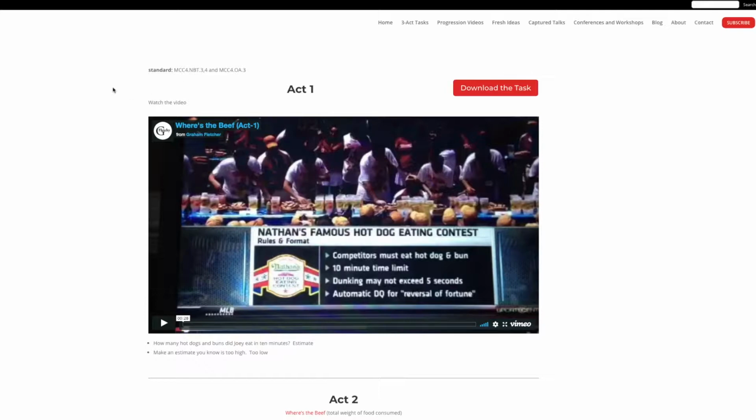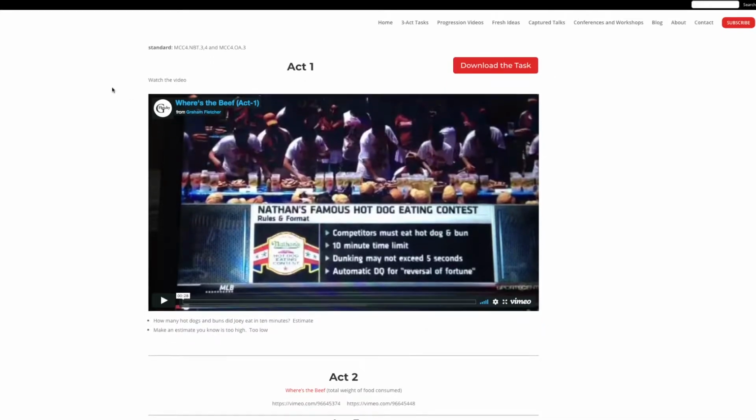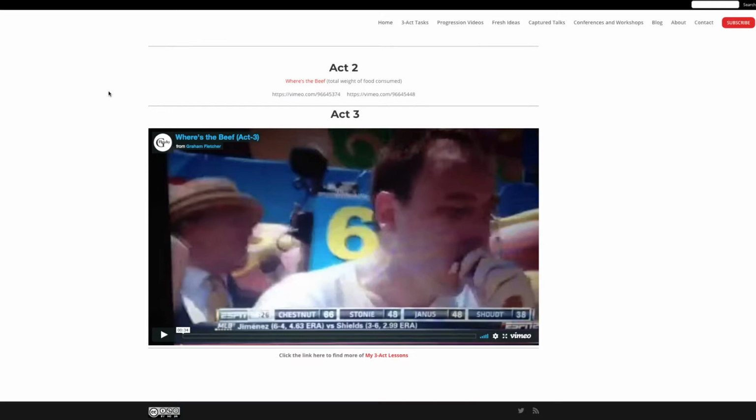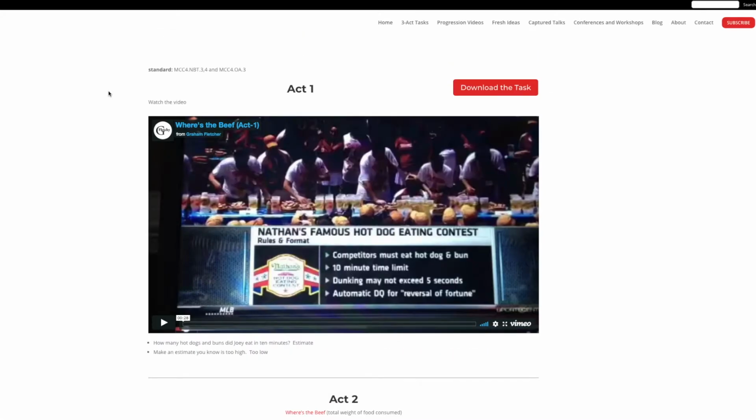So when you open up the 3-Act tasks, this is what it looks like. There's 3 acts, 3 sections. When I'm first introducing these, I like to spread one task out over the course of a week. So we'll do about 5 to 10 minutes, Monday, Tuesday, Wednesday, Thursday, Friday, and this would take the place of a number talk or other math meeting activity.